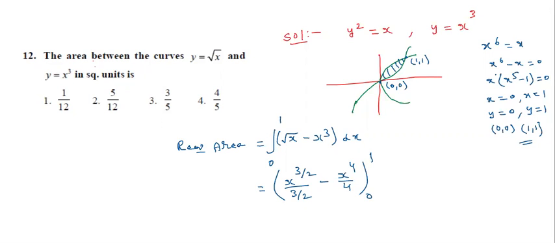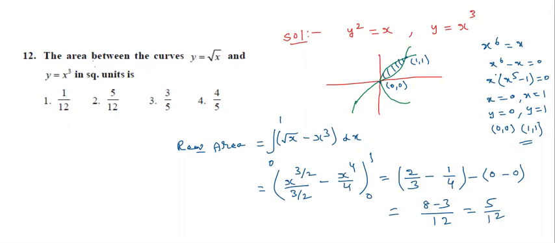Root x integration is x power 3 by 2 by 3 by 2. Substitute the upper limit. In the first term you will get 2 by 3 minus the second term 1 by 4. If you substitute the lower limit, you will get 0 only. Students, observe the LCM, 12: 8 minus 3, how much? 5. So 5 by 12 is the answer. This is an easy question. Second option is correct.